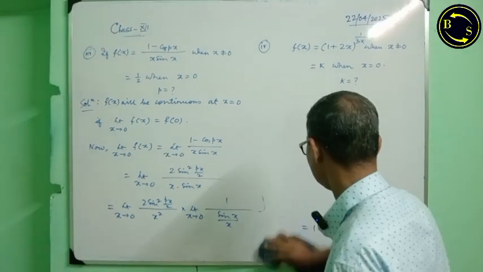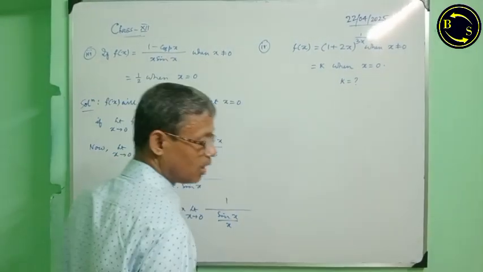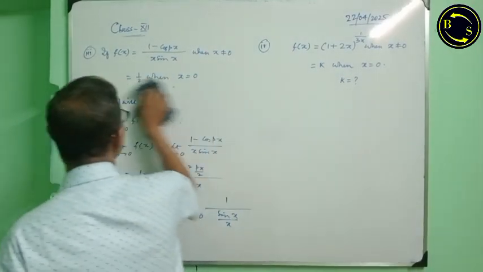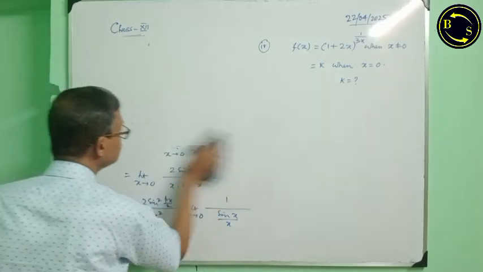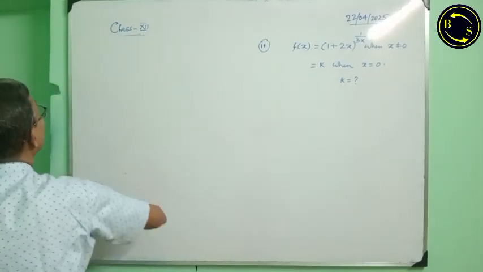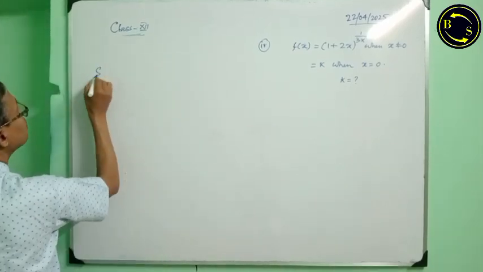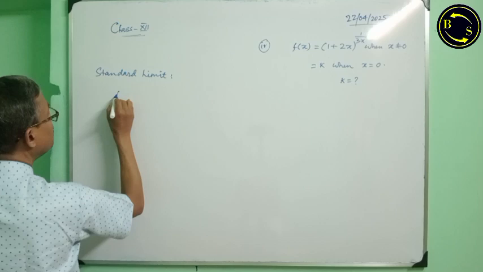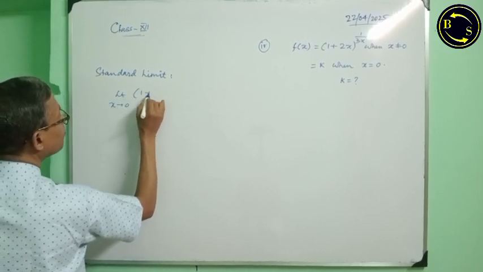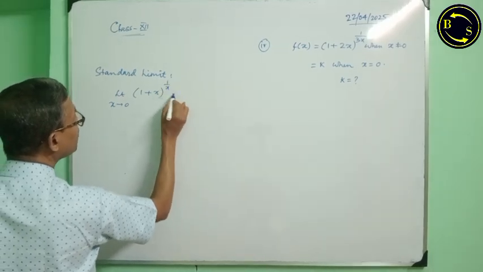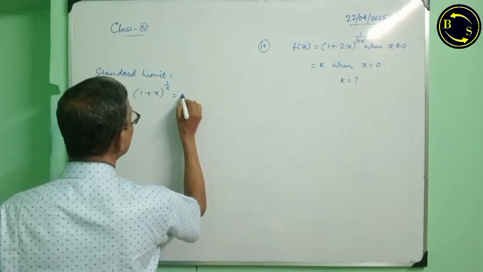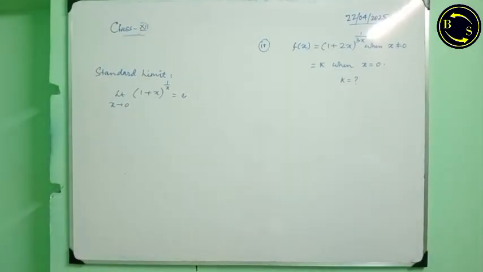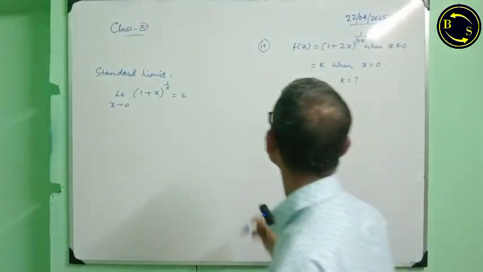Now, to solve this sum, I must mention the standard limit to be used. That was not discussed in 11, that is why I mention here. Standard limit: limit x tends to 0, (1 plus x) to the power 1 by x, that is equal to e. This standard limit is to be used here. I solve this.